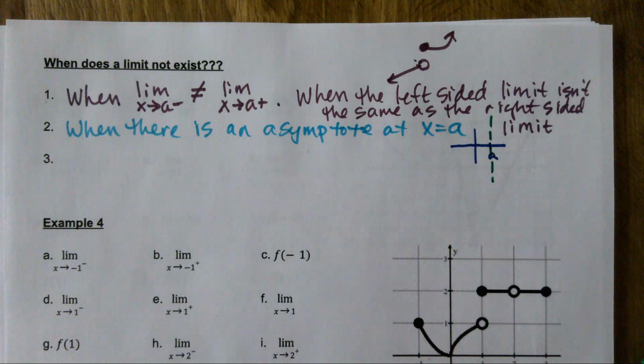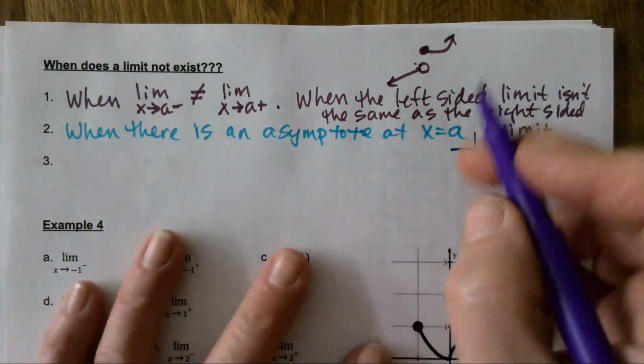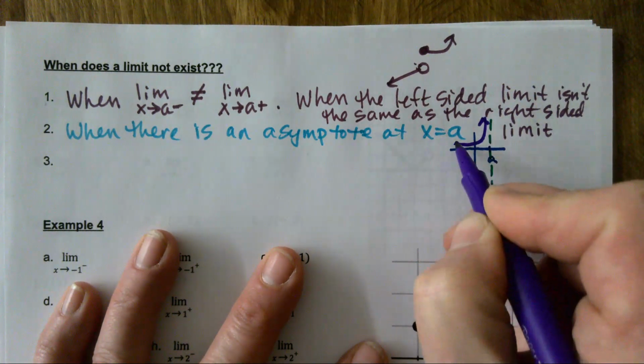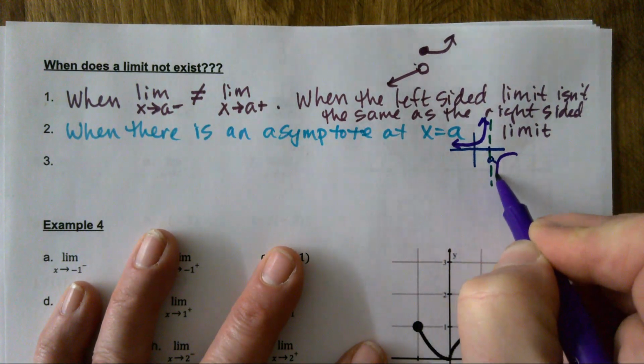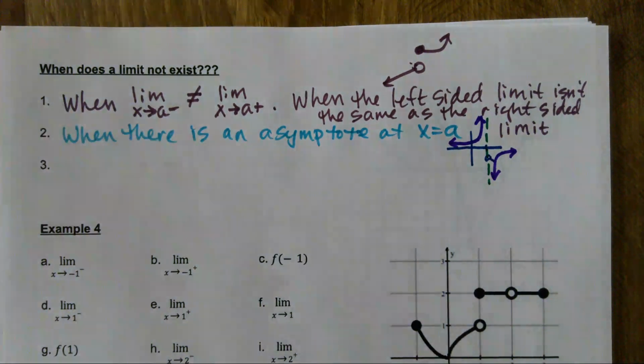So maybe one side of the graph, I'm going to do this in a different color so it stands out, goes up to positive infinity, and maybe the other side of the graph goes down to negative infinity. And so if I have an asymptote where x equals a, I can't have a limit because they never get to that location.